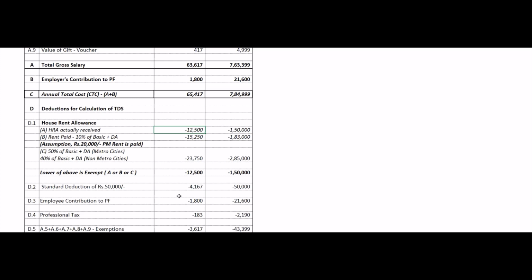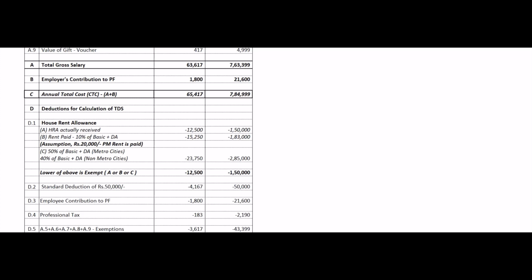So in this case, the employee has received an HRA of 12,500. Then assuming he pays a rent of 20,000 per month, the second limit is rent paid minus 10% of basic plus DA, that is 15,250, and then 50% of basic plus DA for metro cities and 40% of basic plus DA for non-metro cities. So assuming he's in a metro city, the amount comes to 23,750. So the lowest of the above is exempt, that is 12,500.